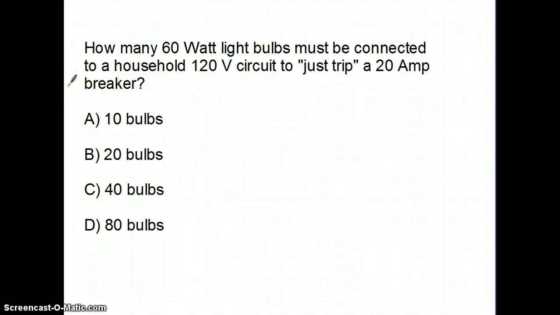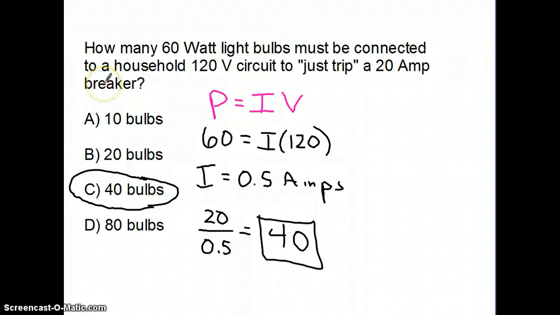How many 60-watt light bulbs could be connected to a household 120 volt circuit to trip a 20 amp breaker? Right, there are multiple ways to do this. The correct answer is 40 bulbs. If you were to apply the power formula for a single 60-watt light bulb on this circuit, it would draw a half an amp. So it would require 40 bulbs to pull a total of 20 amps, thus tripping the breaker.